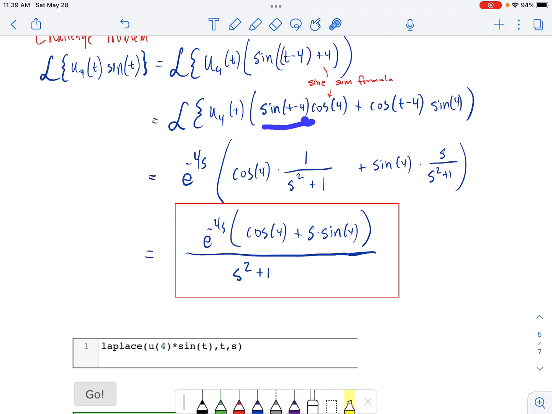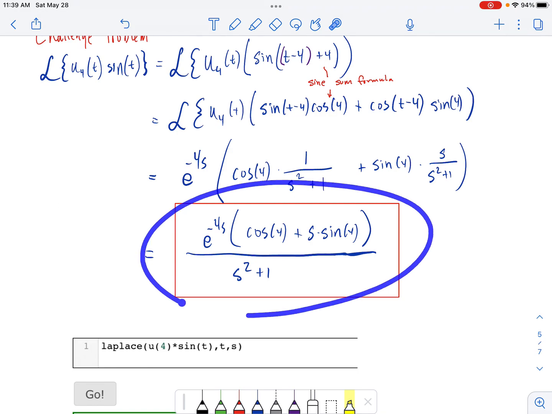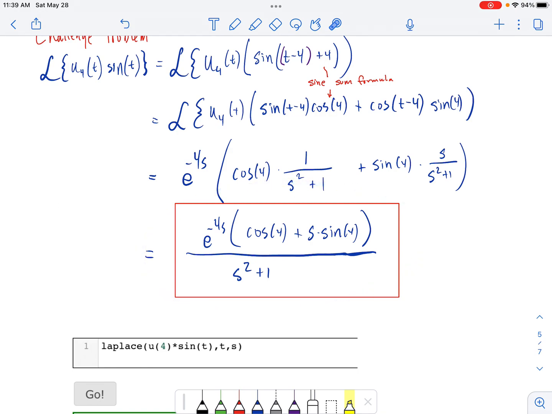So again, think of it without the shift. Sine of t is 1 over s squared plus 1. Same thing with our second term. Sine of 4 is a constant. Pull that out. And the Laplace of cosine of t is s over s squared plus 1. So rewriting it with the common denominator of s squared plus 1 and pulling out the constant cosine and sine, we can write the Laplace of that as e to the negative 4s times cosine of 4 plus s times the sine of 4 over s squared plus 1.